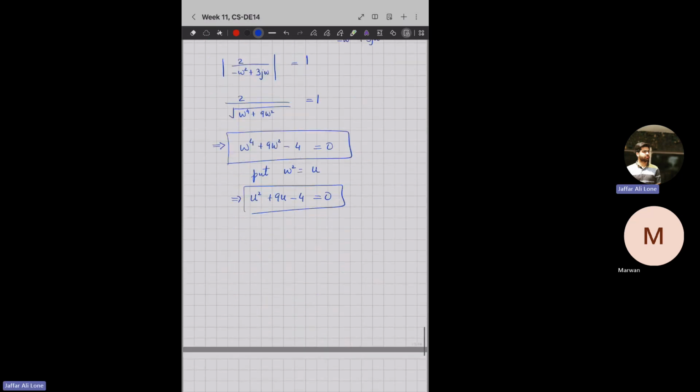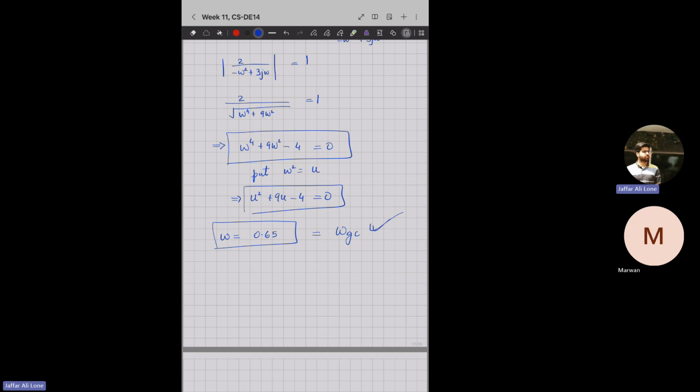If you solve this equation, you'll get omega equal to 0.65. You'll get two values, one is negative, one is positive. You'll consider the positive one. You'll get the value of omega to be 0.65. So the frequency at which my magnitude is 1 is the gain crossover frequency. That means this is my gain crossover frequency.